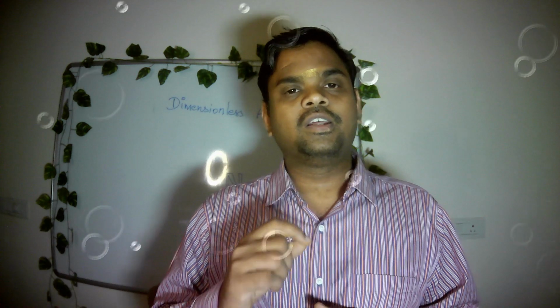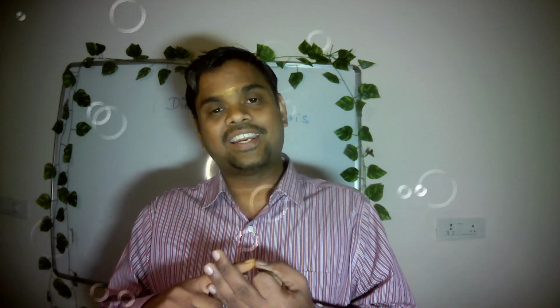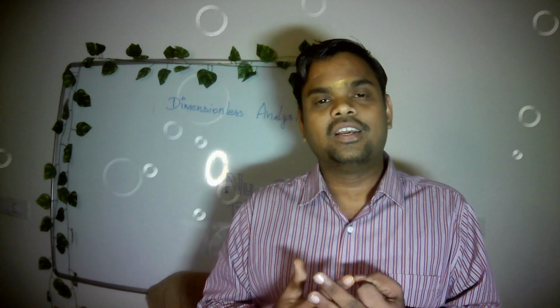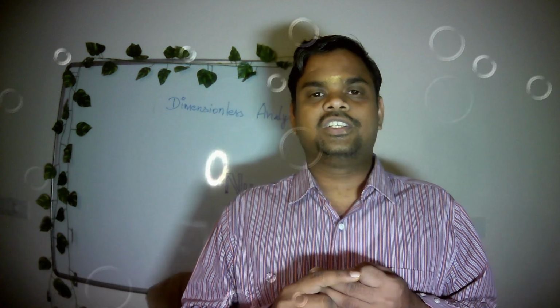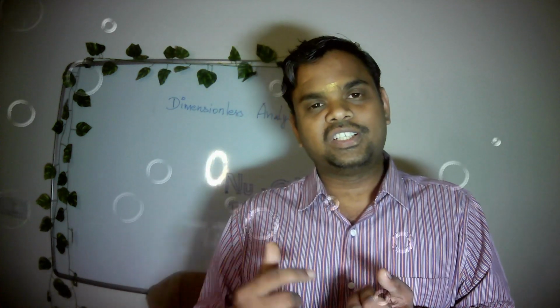The mass transfer coefficient will depend upon density, viscosity, and a characteristic length. Any one characteristic length we can take. For example, for a pipe or sphere it can be the diameter, or for flow past a flat plate, the length from the leading edge will be the characteristic length. So we can have density, viscosity, velocity of the fluid, and the diameter of the pipe or any characteristic length, along with the mass transfer coefficient and the mass diffusivity DAB.